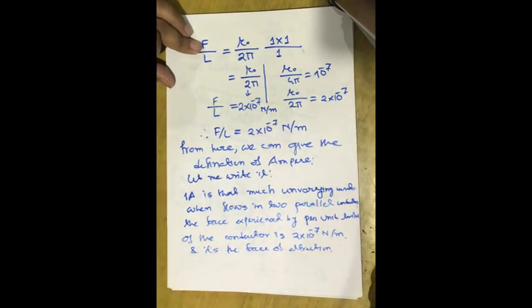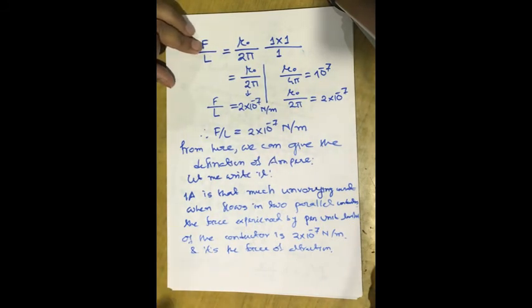Or one can also say that 1 ampere is that much unvarying current when it flows in anti-parallel conductors. Anti-parallel means the current in one conductor is opposite to the current in the other conductor. In that case, the force per unit length experienced by the two conductors will be 2 into 10 to the power minus 7 Newton per meter. So that is also an alternative definition of an ampere. So you can define ampere with respect to attractive force and also with respect to repulsive force.